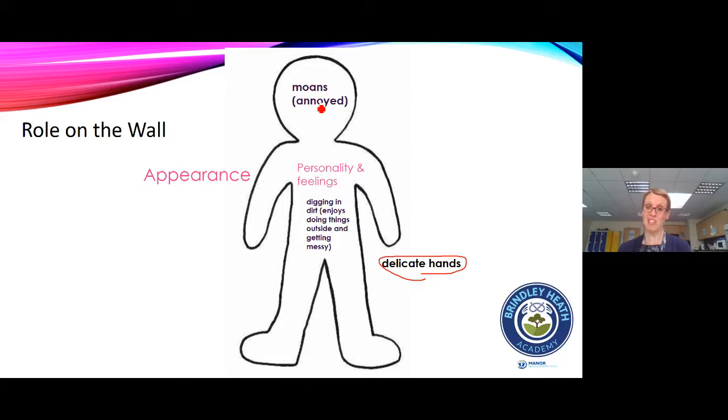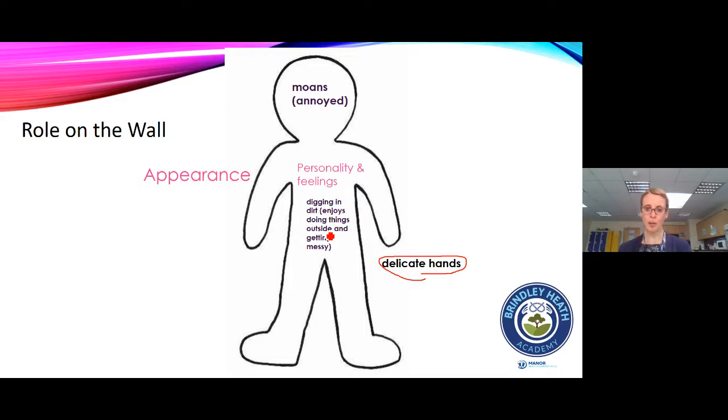You might think she's a little bit rebellious. She doesn't really want to do what her parents tell her. We'll find out in the story whether she does or not. I suspect she might. And also that she enjoys digging in the dirt, doing things outside and getting messy. So she's quite an outdoorsy character.